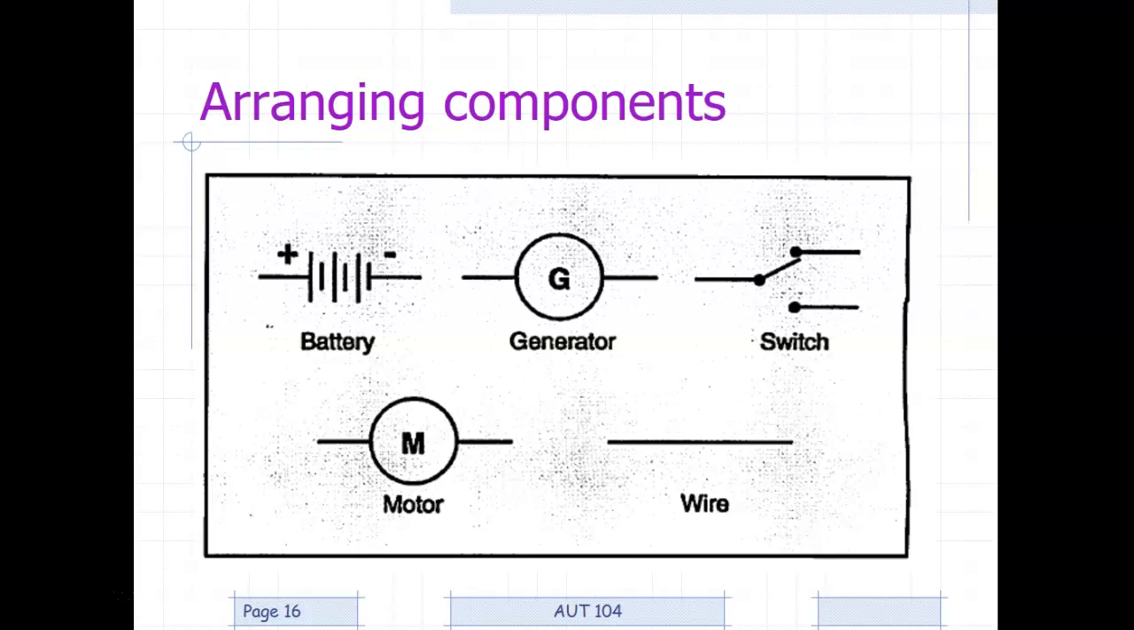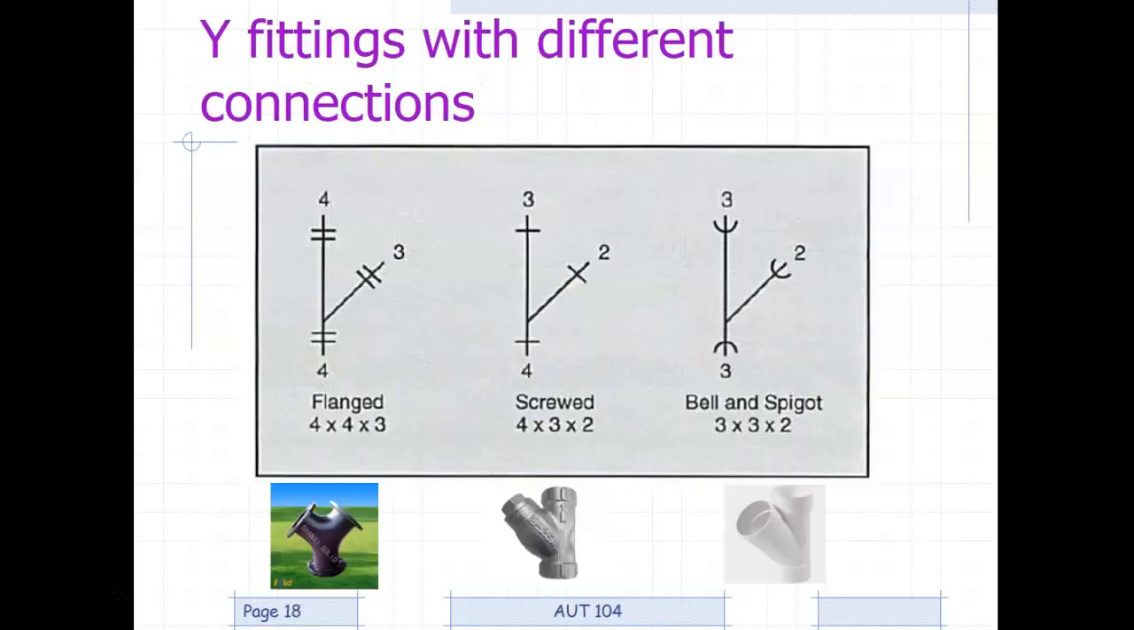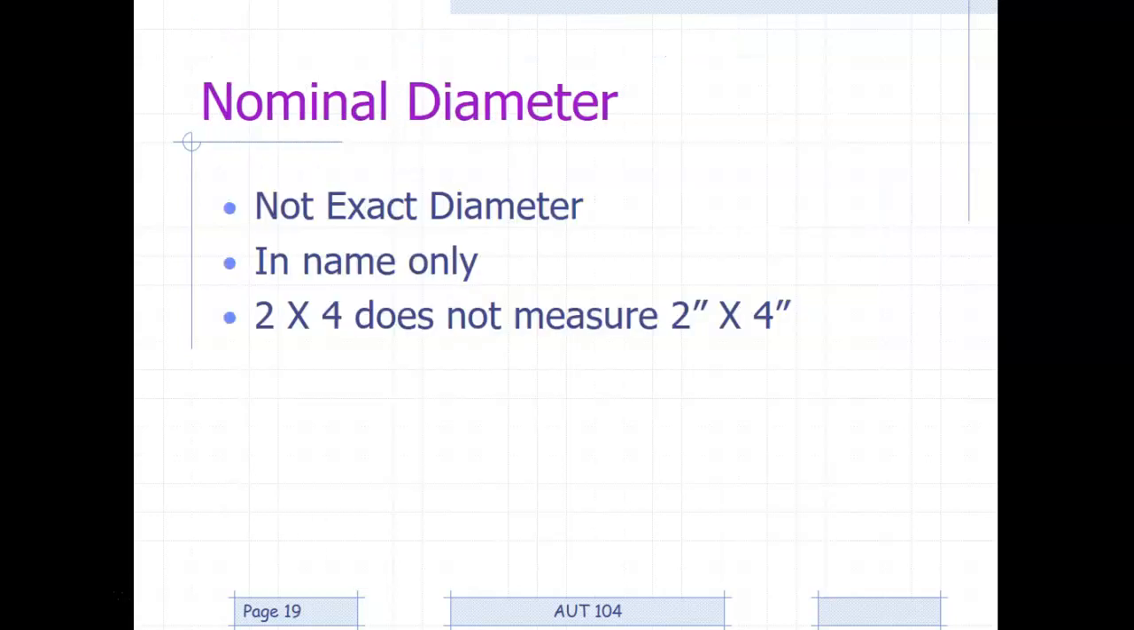And then you have always got some sort of straight line somewhere. Okay. You have different kinds of views of a fitting, and we'll talk more about these when we get to that particular section. You have the different fitting connections. Again, we'll get deeper into that once we get to that chapter. Let's talk about pipe diameters. Actually, let's talk about nominal measurements.